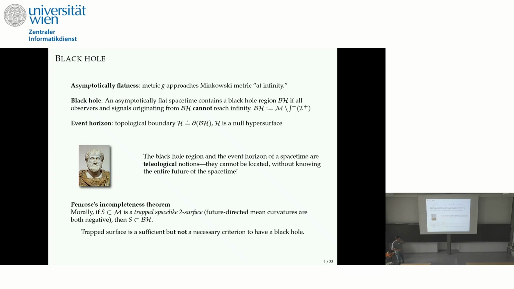In analogy to Hawking's result, which we heard in a previous talk and which was about Big Bang singularities, Penrose's incompleteness result is about black hole incompleteness. The important point for the purpose of our talk is that if a spacetime contains a trapped surface, so that the two future mean curvatures are both negative, then necessarily, according to Penrose's incompleteness theorem, that sphere has to be in a black hole region.